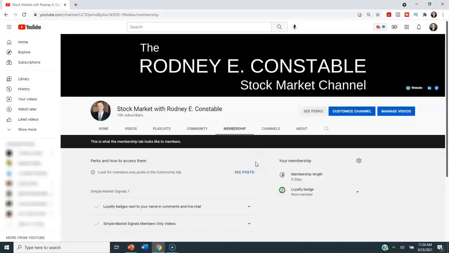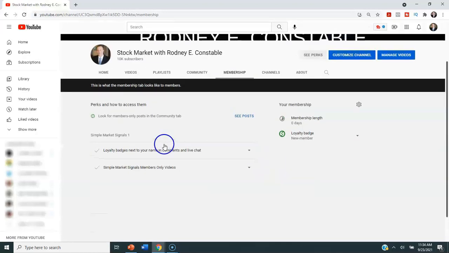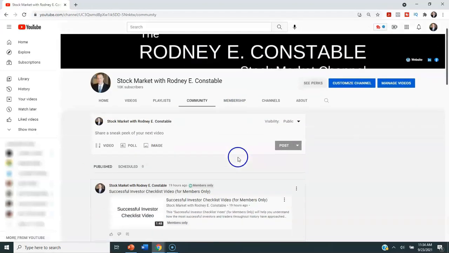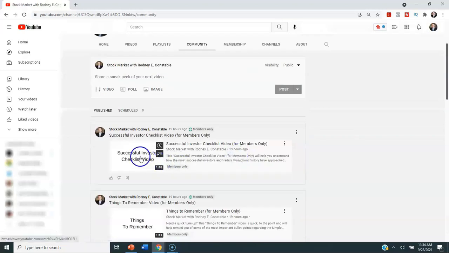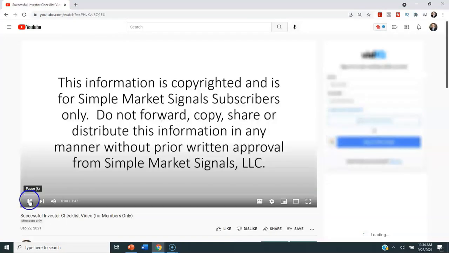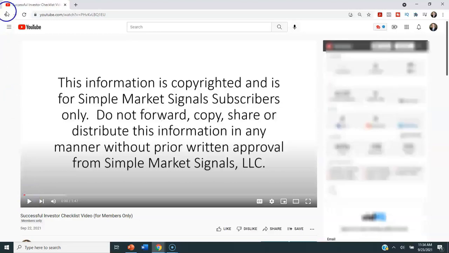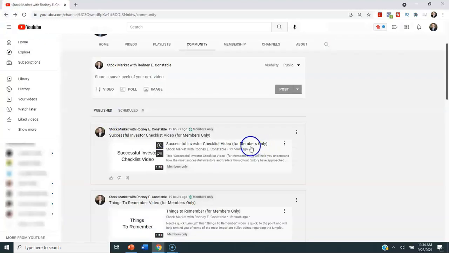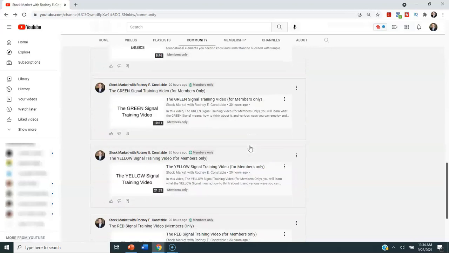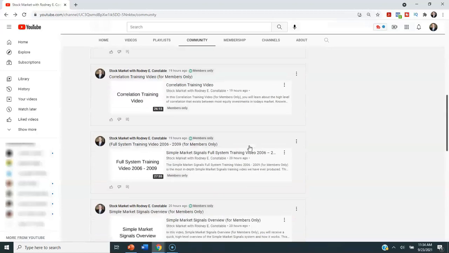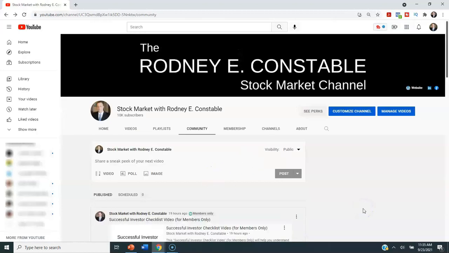So once you fill all that out and your membership is established, then you will have access to the membership area where you will be able to see the perks, right? And then you go over to the community tab, and this is where you will have access to the various videos, and you just click on those and it'll pull those up. Okay, so I'm going to back up here, and so this is where all the training videos will be, as well as the weekly updates to the Simple Market Signals that will be under the community tab.